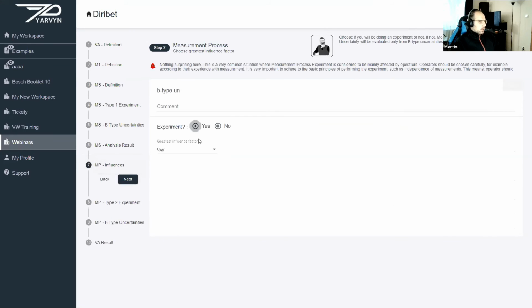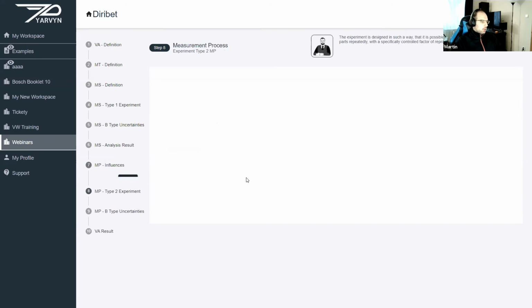In the second option, you have an experiment. The first thing you have to do is to choose the greatest influence factor. And it means that this greatest factor, for example the gauge variability, will be calculated as type A uncertainty.